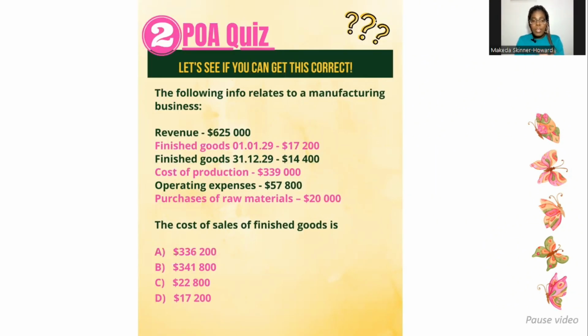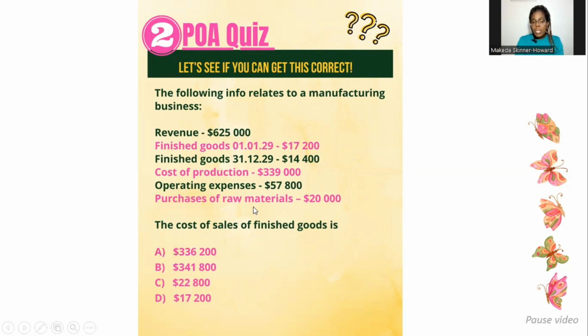But to know, the following info relates to our manufacturing business. So they give us revenue, 625. They gave us the finished goods at the beginning of the year. They gave us the finished goods at the end of the year. That is the third item. They gave us the cost of production. They gave us operating expenses.